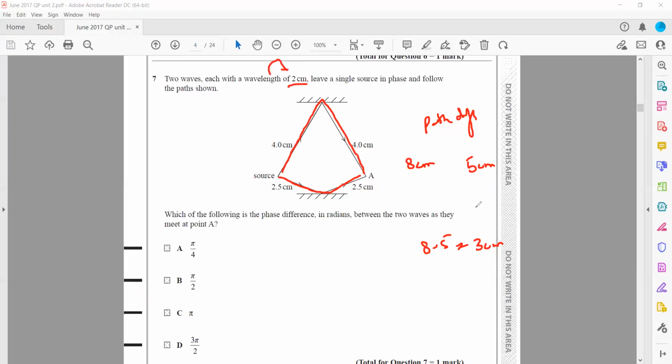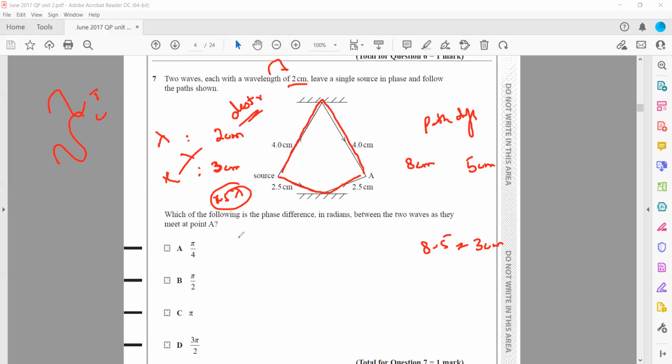One wavelength is 2 centimeters. So if one wavelength is equivalent to 2 centimeter, and there is a 3 centimeter gap, how many wavelengths of difference will there be? Cross multiply, so it will be 1.5. So 1.5 wavelengths are there. For example, one wave completes one, and the other 1.5. So the trough will join with the crest, or they will be out of phase. Whenever two waves are out of phase, they will have a destructive interference.